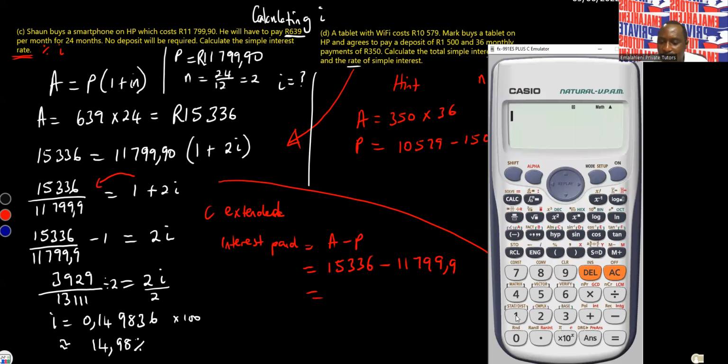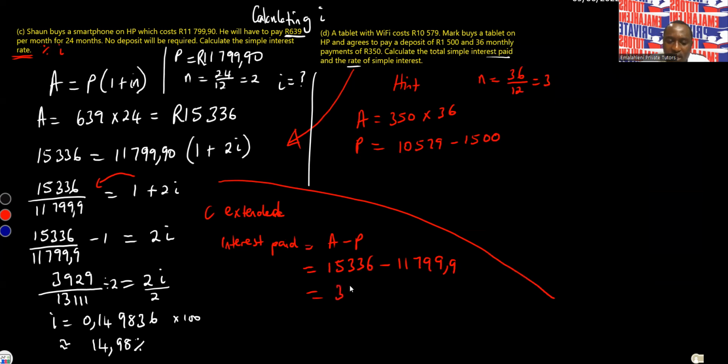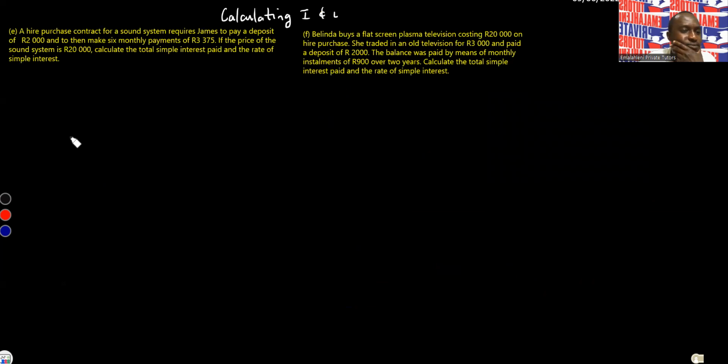So here we're going to have 15,336 minus 11,799.9. We get 3,536.1. That will be our interest paid there. You must use the same way to get to D. Now let's move on to the next question.